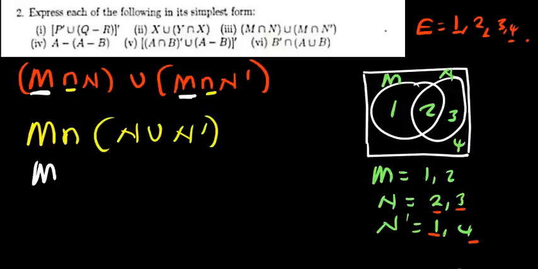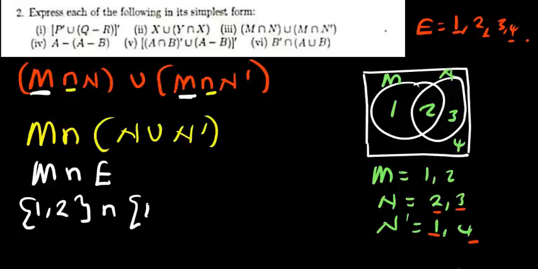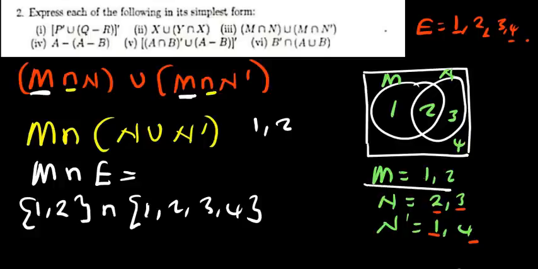So M intersection the universal. So now what we are trying to do here is M is 1, 2, intersection the universal is 1, 2, 3, 4. What will be the answer? The numbers that are found there, it is just 1 and 2. But again, if you look at the sets that you have here, what is 1 and 2? 1 and 2 is M. Therefore, the answer for this is just M. So anything intersected with the universal is that set you are intersecting it with. As simple as that.